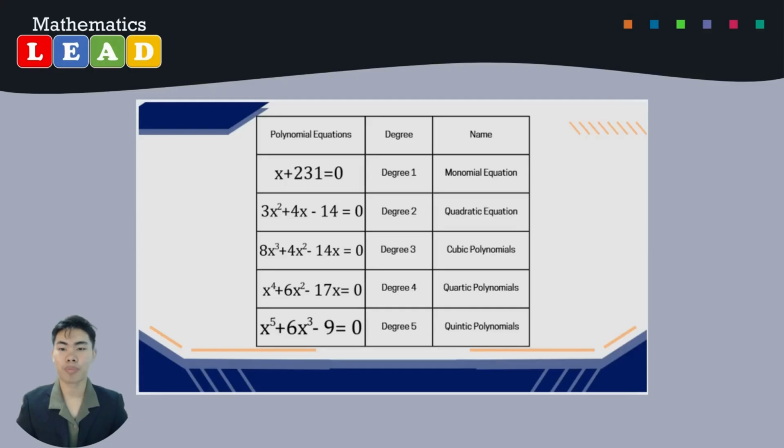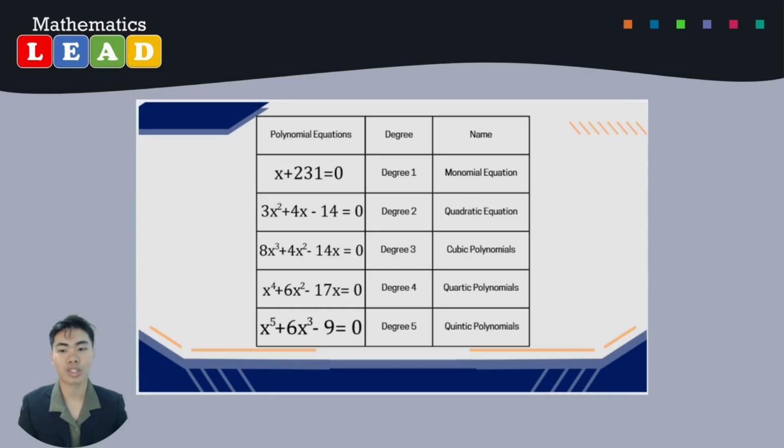Here you can see a table with a polynomial equation, its polynomial degree, and its designated name. First, let's have x plus 231 equals 0. X has a 1 as its exponent, therefore the degree is 1, and it is called a monomial equation. 3x squared plus 4x minus 14 equals 0. We can see that the highest exponent in the polynomial equation is 2. Therefore, it is a quadratic equation.